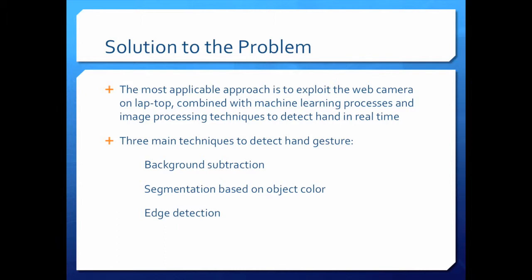The third approach is edge detection. This approach can be very imprecise without implementing background subtraction or color segmentation. So the edge detection needs to be combined with background subtraction or segmentation based on the object's color, based on the two approaches above.